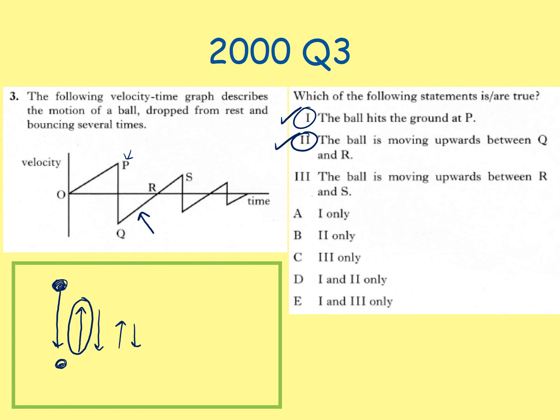Part 3, the ball is moving upwards between R and S. We can see that if the ball is moving upwards between Q and R, it then crosses the x-axis just here. Thinking back, we know that when our line crosses the x-axis, there is a change in direction. So between R and S, that actually corresponds to this next arrow just here. There's a change in direction. It's reached a velocity of 0, so it's reached its peak height, and then it's starting to travel back down again. So this is wrong. So 1 and 2 only, that's going to be D.